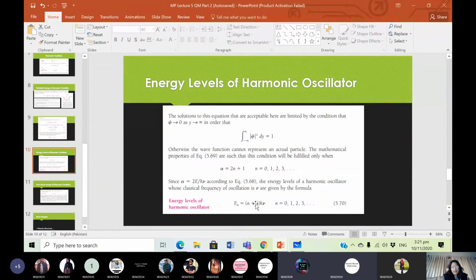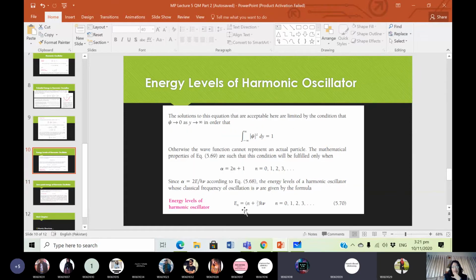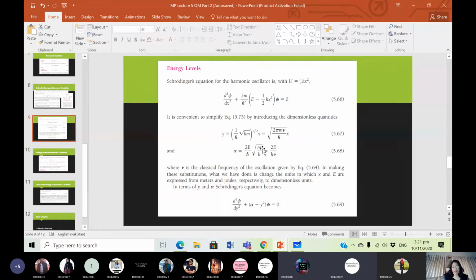It won't be included because you should just know that the energy levels of a harmonic oscillator go by n plus half h-bar omega, and the zero point energy is when you put n equals 0 in here. That's the lowest energy. You should also be able to write this equation: if I define these quantities, then you should be able to write the equation in terms of this. This is just algebra, basically.